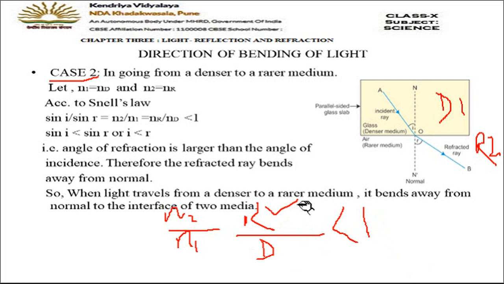If the refractive index of the rarer is less, that means sin i will be less. Comparing numerators, with the equal sign in between, that means i is less than r. If i is less than r, that means r is more. That means light is bent away from the normal. So these were the two cases in which we can find the direction of bending of light.